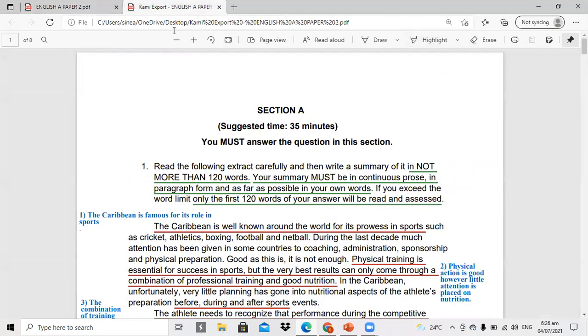So let me go ahead now and share. Okay, so I'm seeing that my screen is actually sharing there.